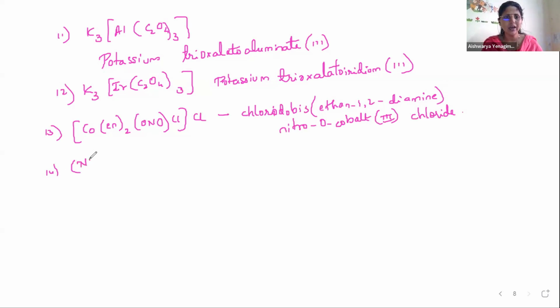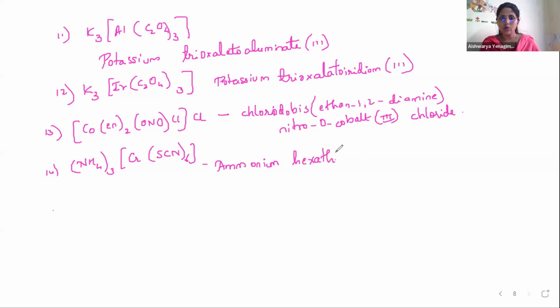Slowly it is getting difficult. But the more examples you solve, the more clarity there will be. Okay, fine. So next example, (NH4)3[Cr(SCN)6]. Tell me the name. NH4 stands for ammonium. Ammonium. 6 SCN, hexathiocyanato-S chromate, and the oxidation number is 3.